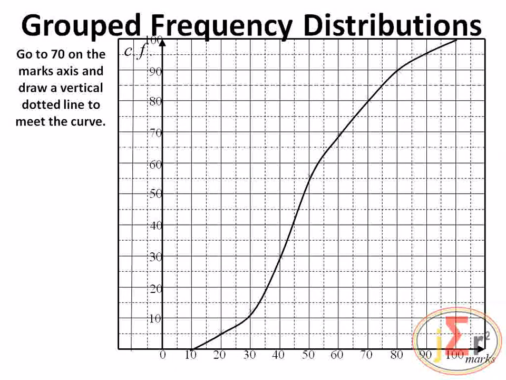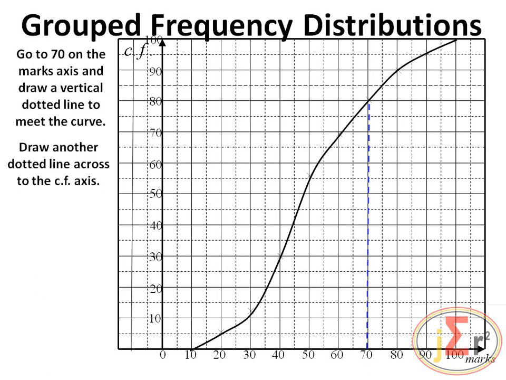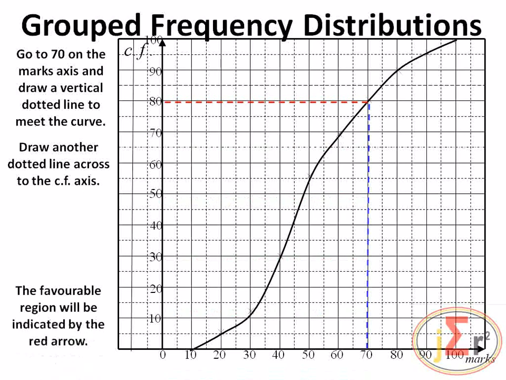So go to 70 on the marks axis and draw a vertical dotted line to meet the curve. So we'll go find those who get more than 70 marks. If we are going to find out who gets more than 70 marks, we go straight to the marks axis, go to 70. What do we do next? Draw another dotted line across to the cumulative frequency axis. That is our other line.